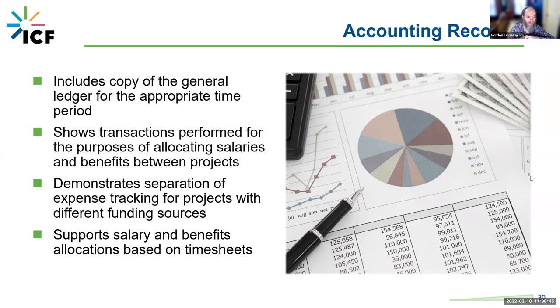That demonstrates the separation of expense tracking. Again, we're looking for something that says we've divvied expenses up between XYZ, and it needs to be able to be tied back to the salary and benefits allocations on timesheets. What that ultimately means is that the accounting records should at a systems level allow you to tie timesheets that say this many hours equals this amount of money, and that amount of money should tie up somewhere to something that the system is producing as a whole. Next slide, please.